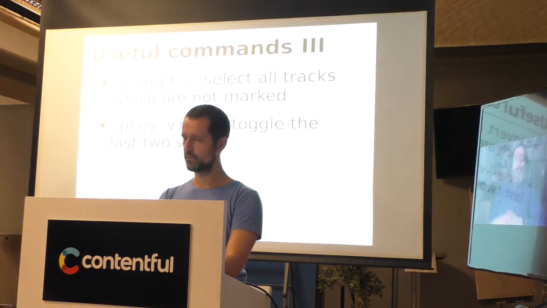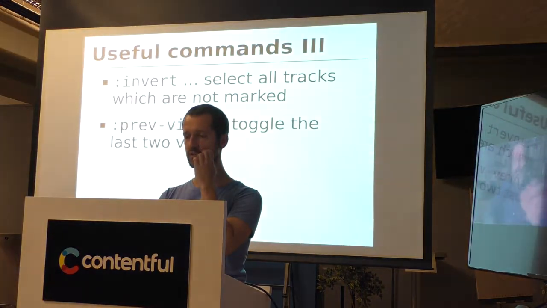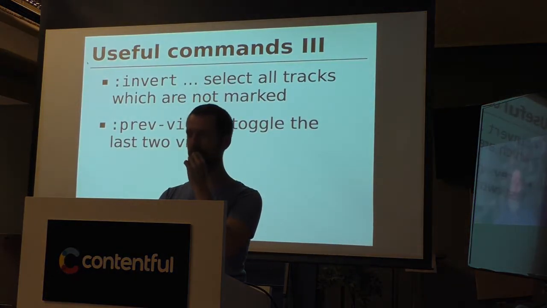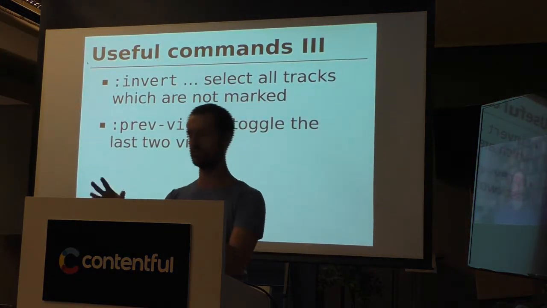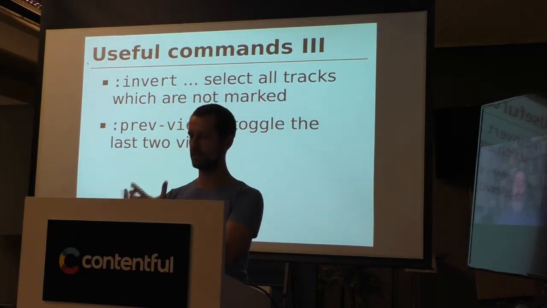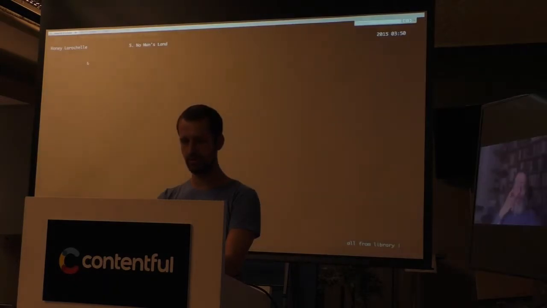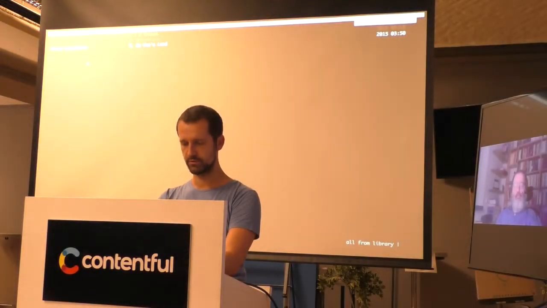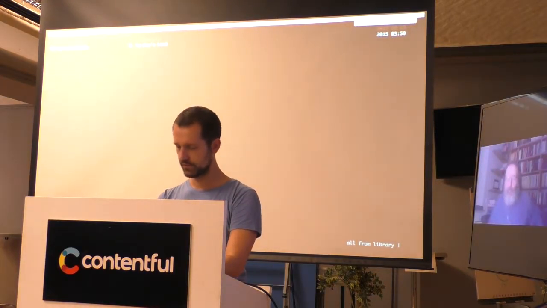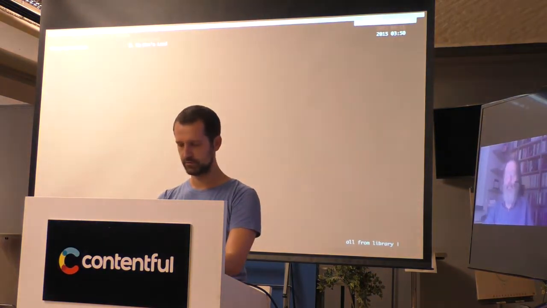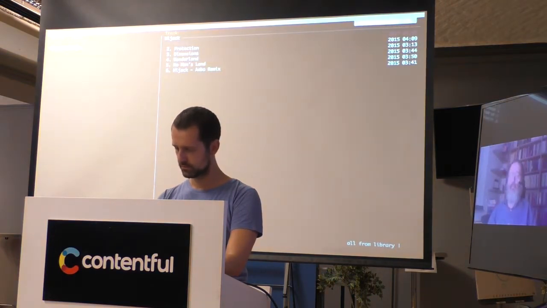Okay, another useful command is invert. So this is when you mark tracks in your list and you want to select all the tracks which are not marked, then you can just use invert. And view: if you want to toggle between two views in CMUS, let's say I want to toggle between the library view and the playlist view, then I can toggle between those two.